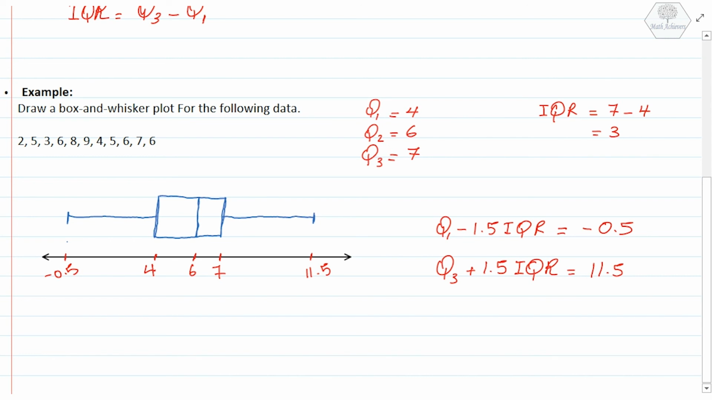If you can realize, I don't have any outlier because all the data points lie within the minimum and the maximum values. We don't have any outlier in our data set.